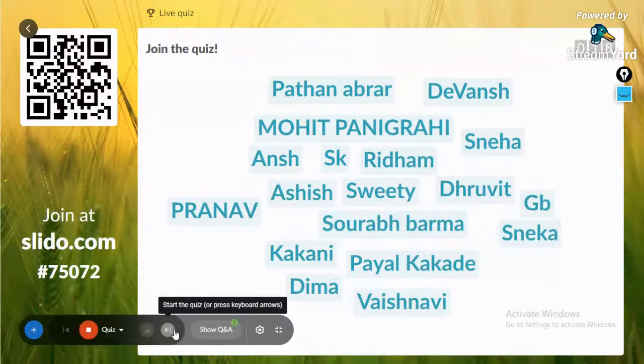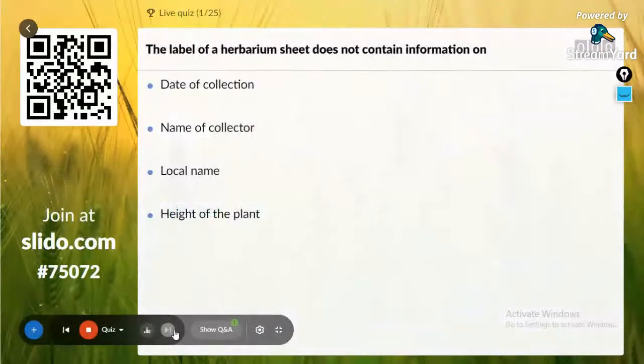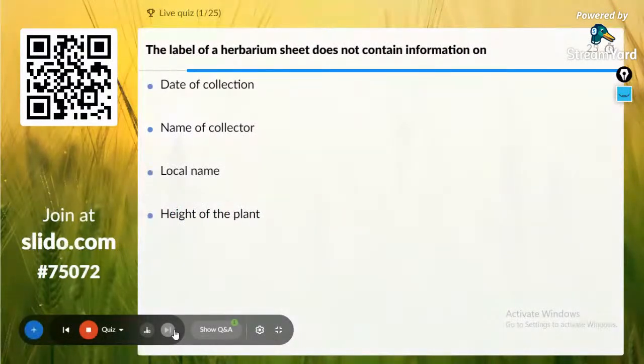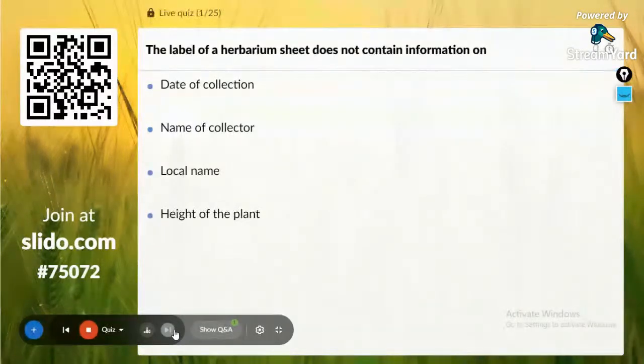So the first question on the screen. You have the leaderboard only after the 25th question of the Mega Botany test number 1. The label of a herbarium sheet does not contain information on: option A, date of collection, B, name of collector, C, local name, and option D, height of the plant. First question of the Mega Botany test number 1.